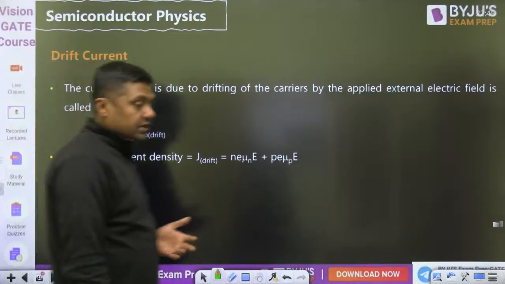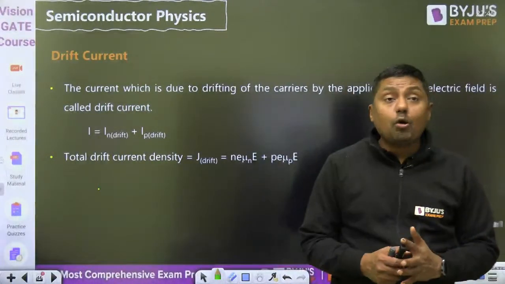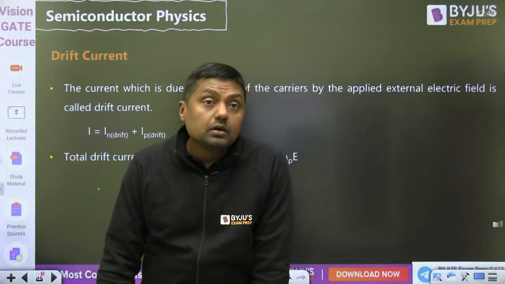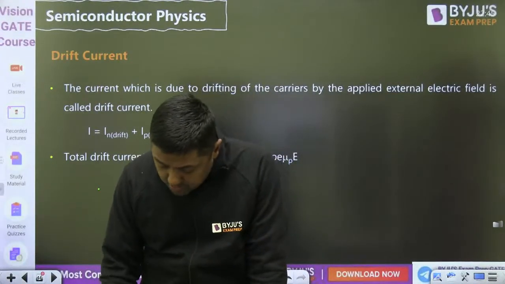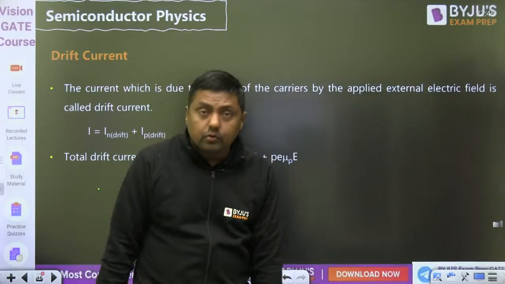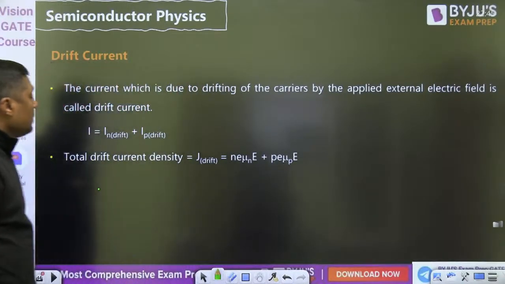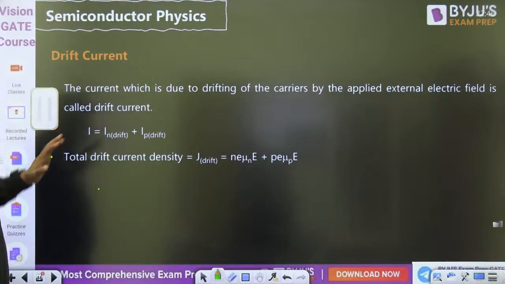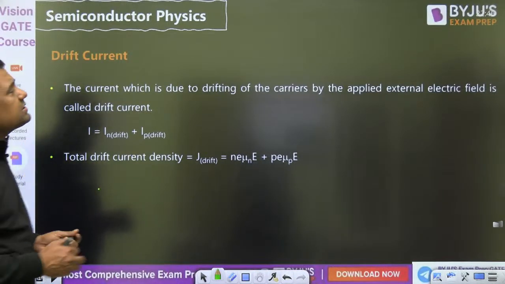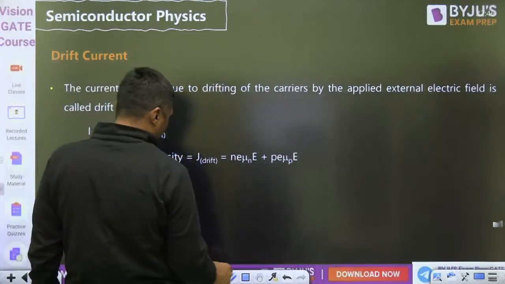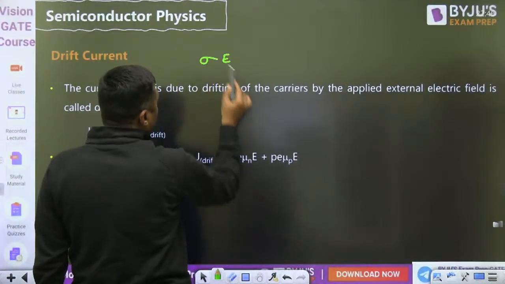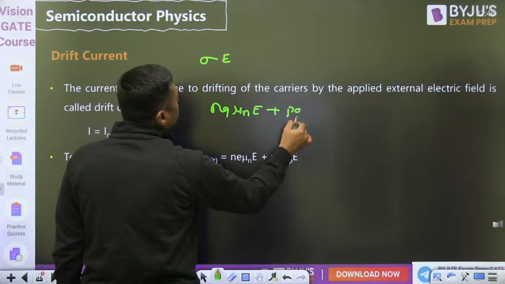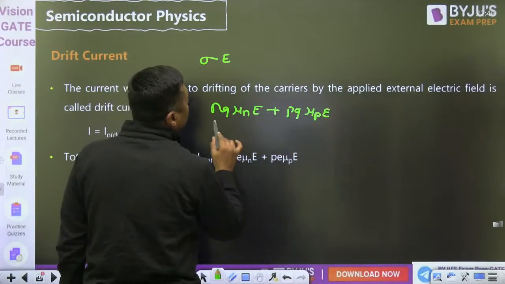Drift current and diffusion current. Basic idea about the, I am just giving you all the important topics. Please revise all this, and if you find any difficulty, then inform us. Just in Special 26 we are covering what are the important topics. So what is the total drift current? Drift current is given by sigma E. So that's why it will become n q mu n E plus p q mu p into what? E. That is called drift current density.